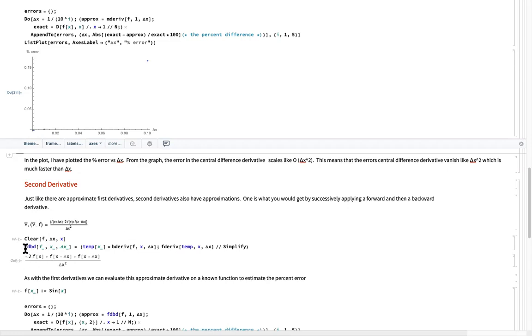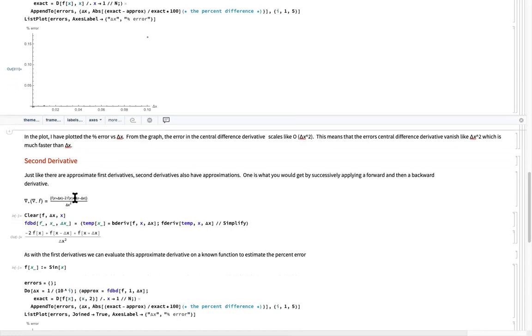So I have that fdBd, forward derivative, backward derivative, and basically what it does, I'm just using the derivatives I've already defined. So I start with a function f, I evaluate the backward derivative on it, put that into something called temp, and then I evaluate the forward derivative on temp. It's not the only way to do it. It's kind of crude, but it gets the job done. And it gives exactly the right formula. This formula matches what it's supposed to.